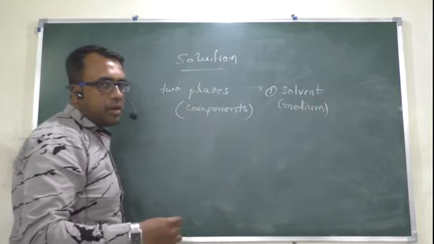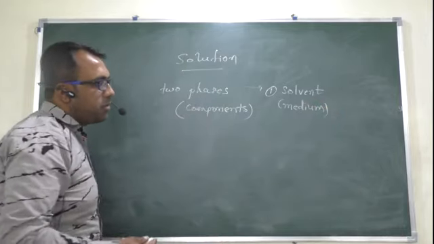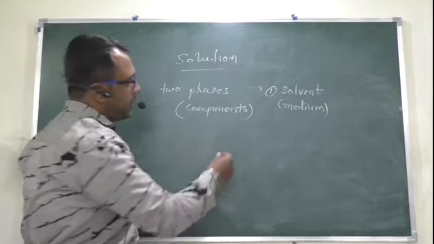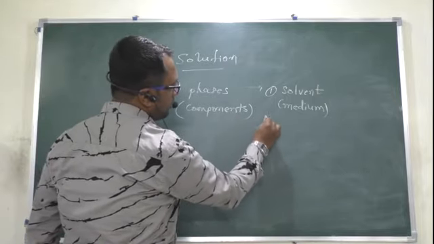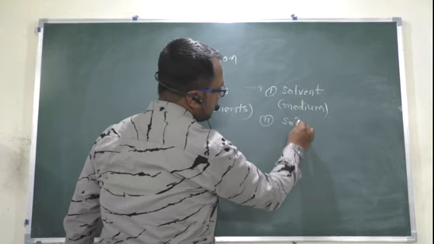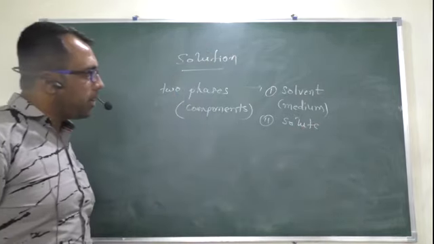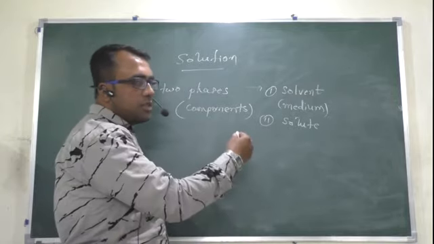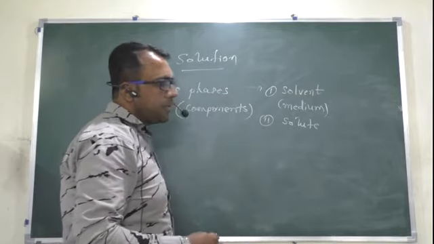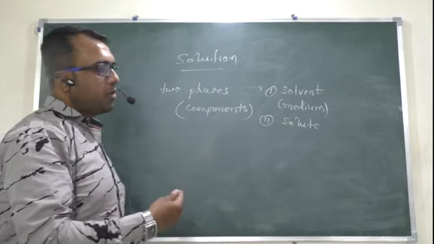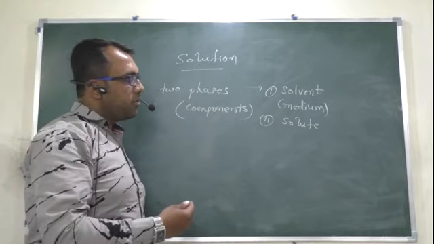We'll go through examples of solvents, the various types of solvents that are usually used to make a solution. The second phase of solution is the solute. What we mean by the solute is the part or component which is being dissolved in the solvent. Let's consider an example to understand exactly what I was saying.